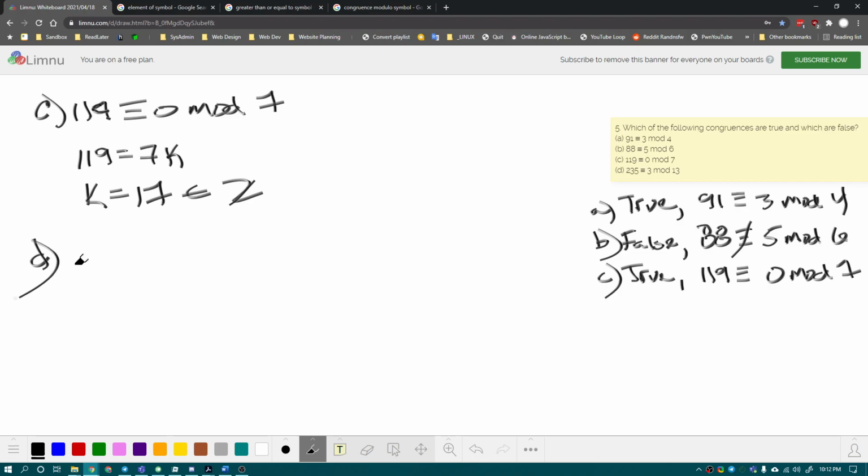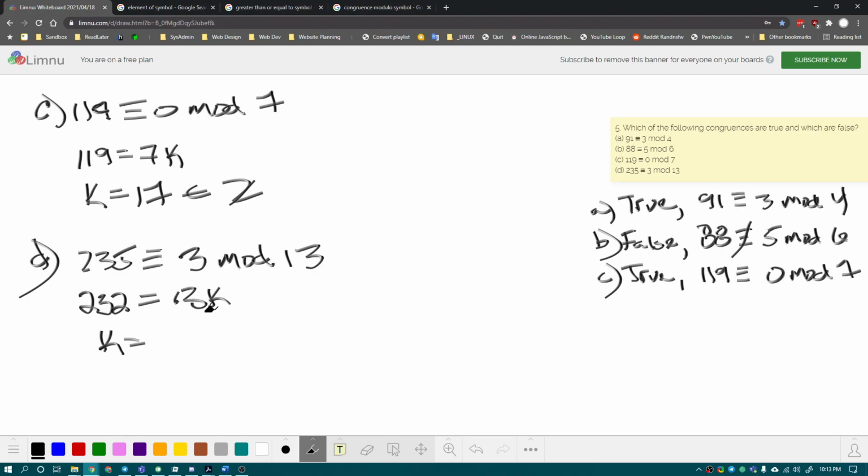And the last one is 235 is congruent to 3 mod 13. Greg, if you would. Yeah. I think we got 232 divided by 13, which I think is equal to 17 with a 5 over 7 remainder. So that's 13k. Sorry, I'm skipping logic. Since 13 is prime and we know it's not divisible, we can just say 232 over 13. We can just leave it like that.